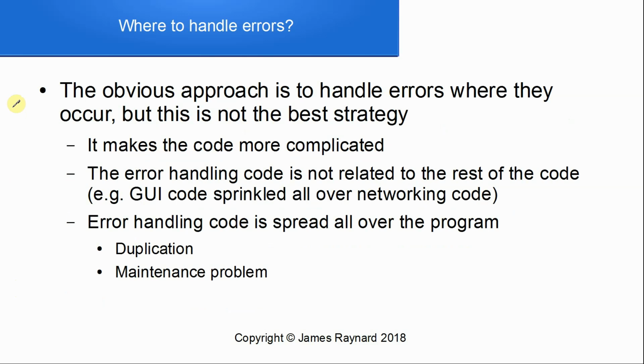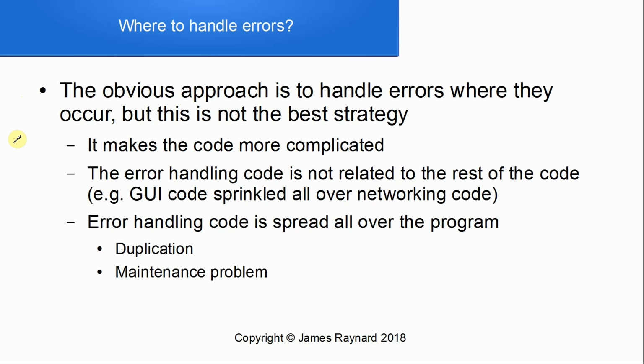Okay, so we're going to put in all this code that communicates with the user. Where do we put this code? The obvious thing is to go to the function where the error condition occurs and put the code that communicates with the user in there, the error handling code, but that's probably not the best way to do that.